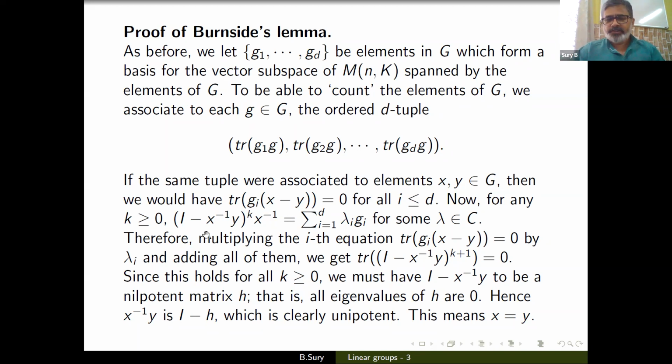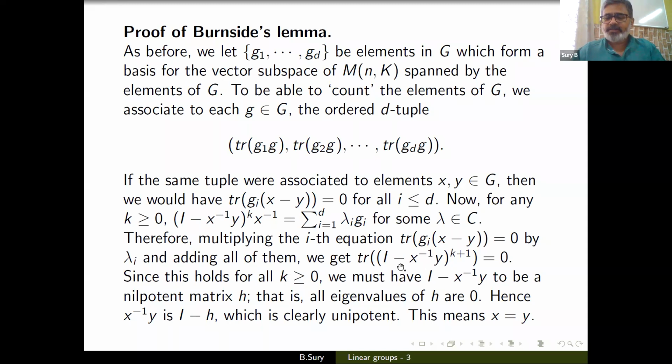First of all, you notice this simple identity: (I minus x inverse y) to the power k times x inverse is some summation of lambda_i g_i, because g_i is a basis of the corresponding vector space. So there are so many equations here, d equations. Multiplying the d-th equation by trace of g_i times (x minus y) by lambda and adding, you get that this trace is 0. So this holds for all k.